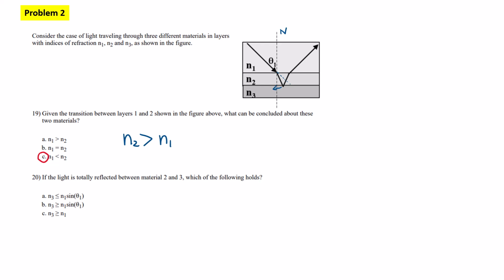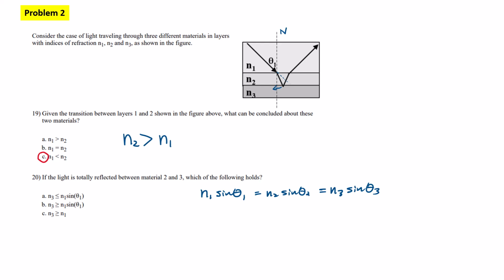All right, next question says, if the light is totally reflected between material 2 and 3, which of the following holds? All right, now we're comparing the index of refraction of N3 to what's going on in that top layer. I would start off by writing Snell's law. N1 sine of theta 1 should be equal to N2 sine of theta 2, and that's fine. Now, how about going from the second layer to the third layer? Well, again, I could apply Snell's law to that: N3 sine of theta 3.